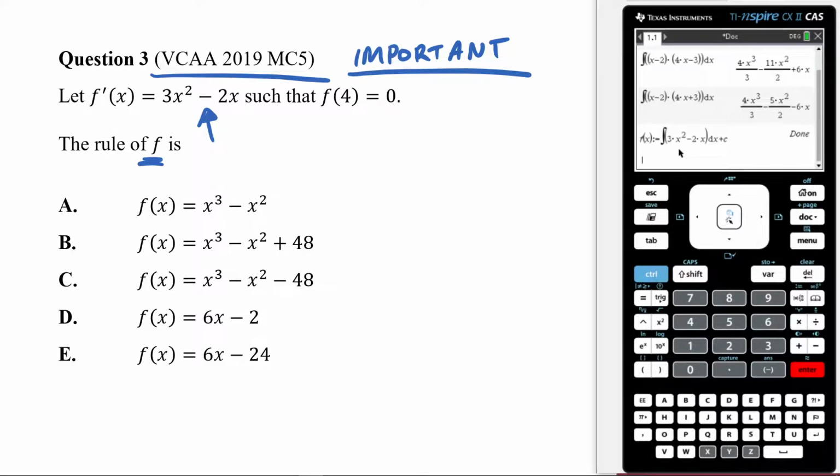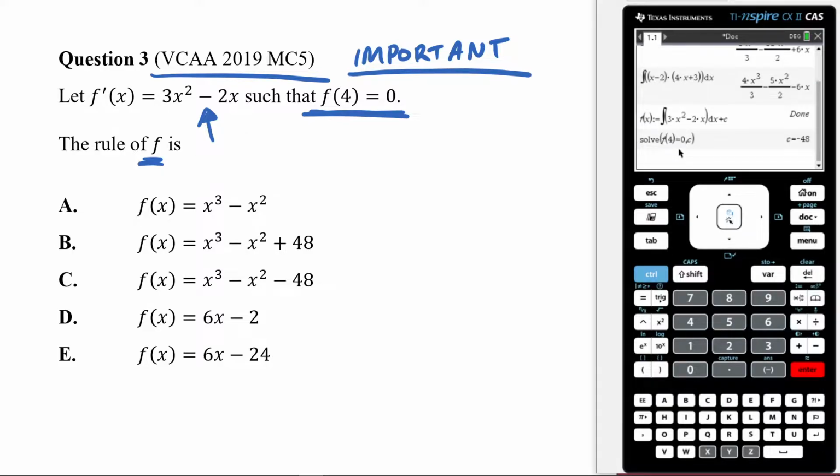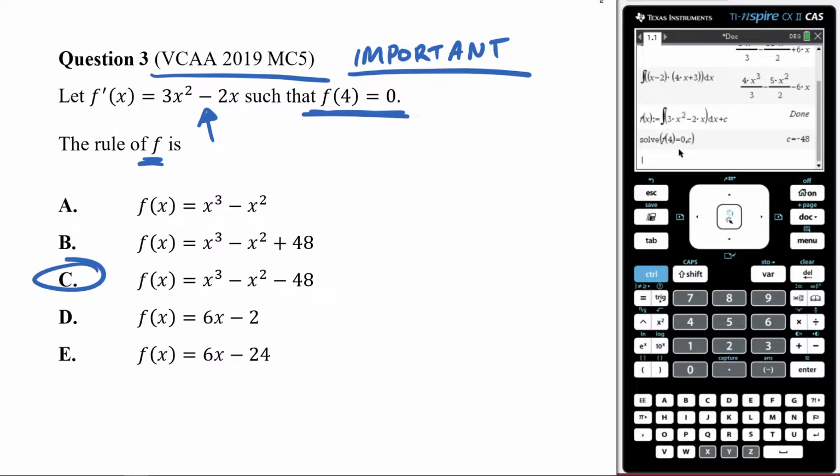Now I'm going to go menu 3-1 to solve, and put in my point. I'm going to say when f of 4 is equal to 0, what is my c value? And I'm going to end up with negative 48. I'll look through my responses. Have a look through. Which one do you think it's going to be? It's going to be C. And that is it. That is how you do it.